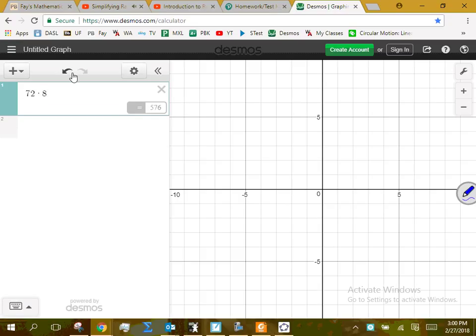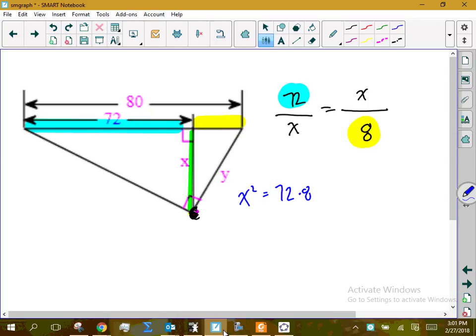72 times 8 is 576. To me, that's a pretty unique number. Okay. When you take the square root of that, you get 24, right? So 576 is a perfect square. That's a situation where I would really multiply those together.